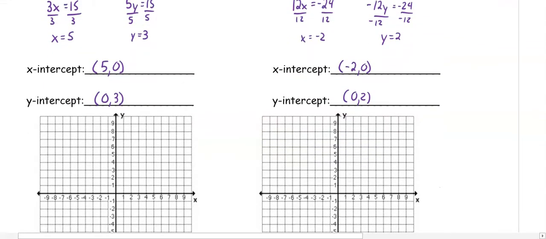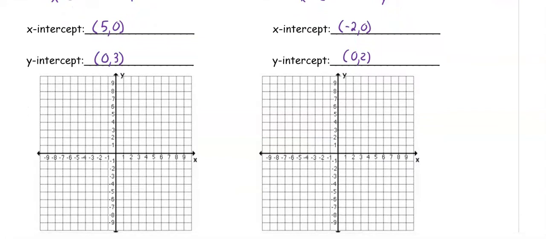Once we have our x and y-intercepts for both problems, we can graph. So going back to the first problem, our x-intercept was 5, 0. Our y-intercept was 0, 3. We connect our points. Same thing in the other graph. Our x-intercept is negative 2, y-intercept is positive 2, and we can connect our points.